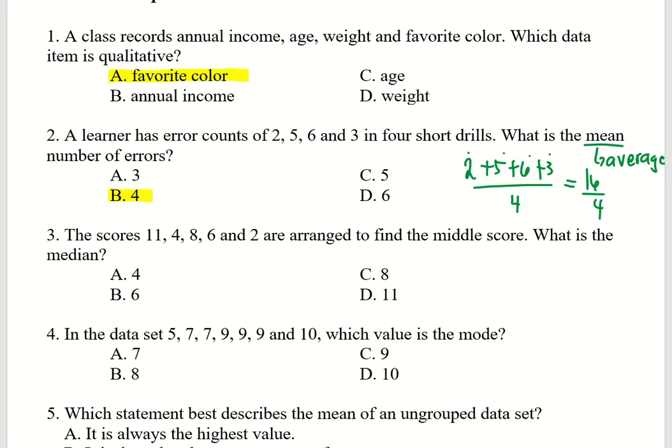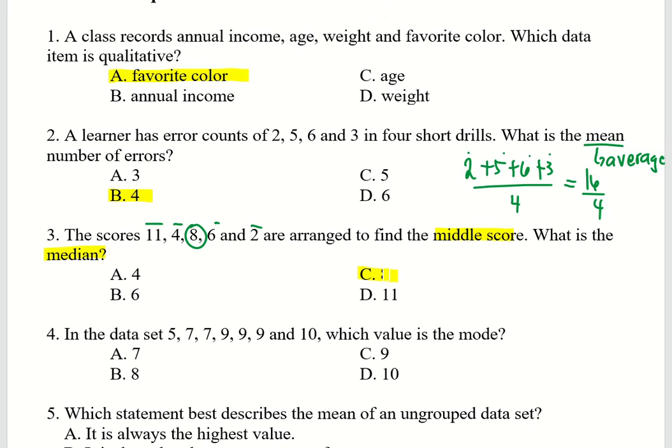The scores 11, 4, 8, 6, and 2 are arranged to find the middle score. What is the median? So median is the middle score. You have to arrange it from least to greatest or greatest to least. So the middle number, that will be your median. 2, 4, 6, 8, 11. Okay, 6. Letter C. Okay, next.